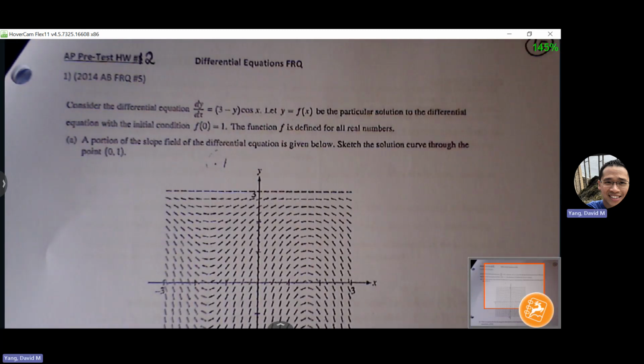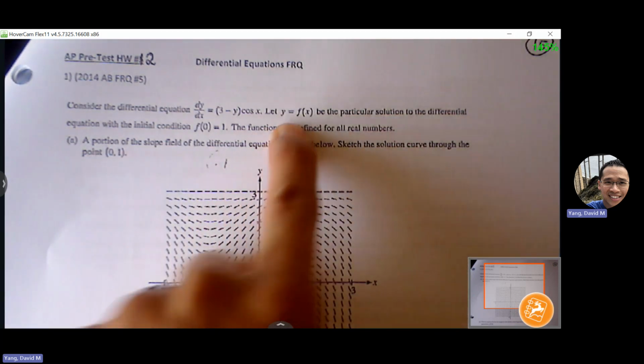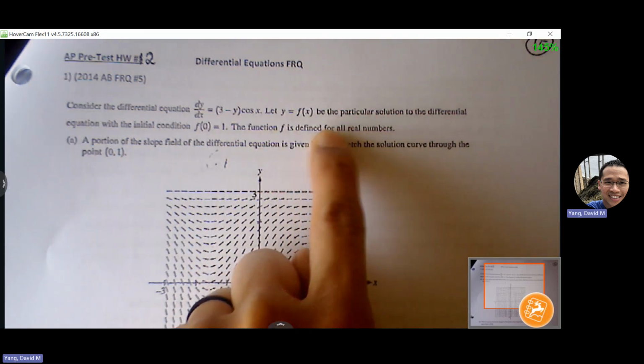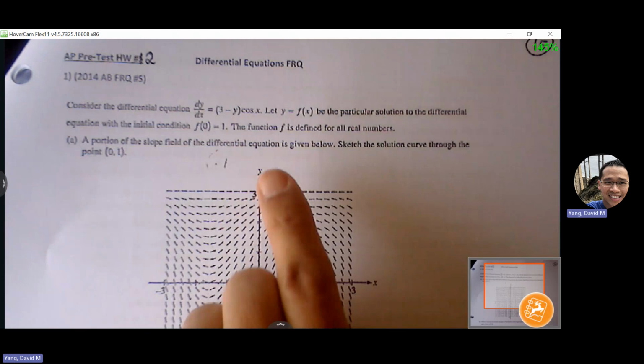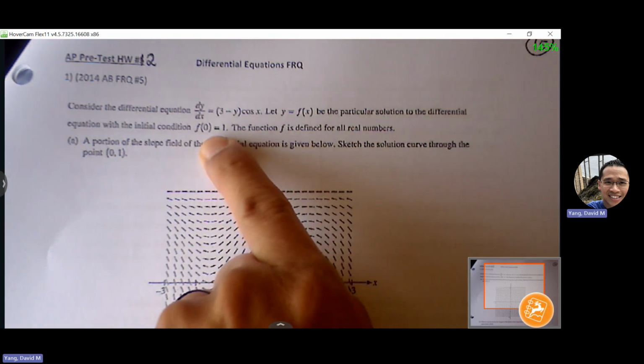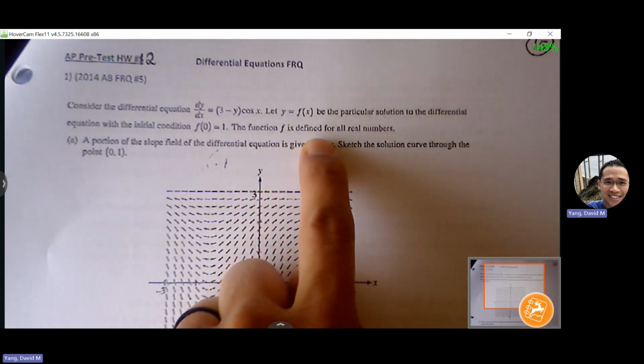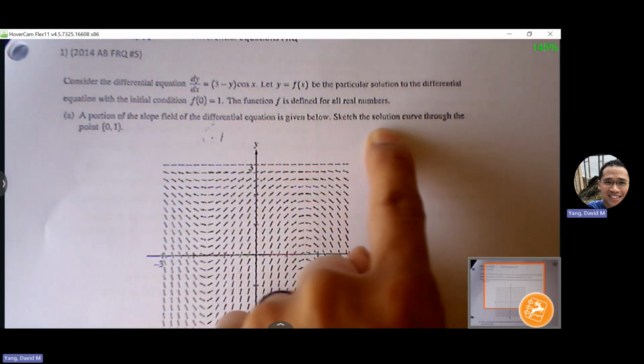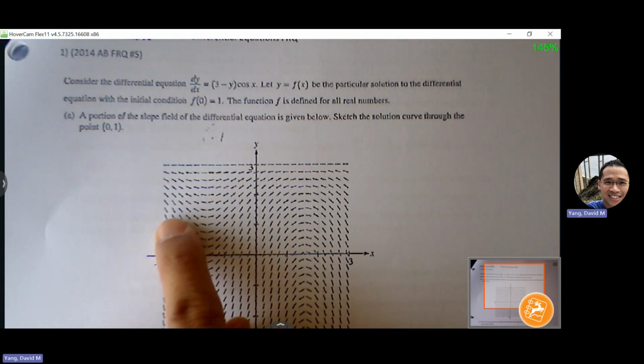All right, so consider the differential equation dy/dx equals 3 minus y times cosine x. Let y equals f of x be the particular solution to the differential equation. f of 0 equals 1. There's this initial condition, f of 0 equals 1. The function f is defined for all real numbers. A portion of the slope field is given below. Sketch the solution curve through the point (0, 1).